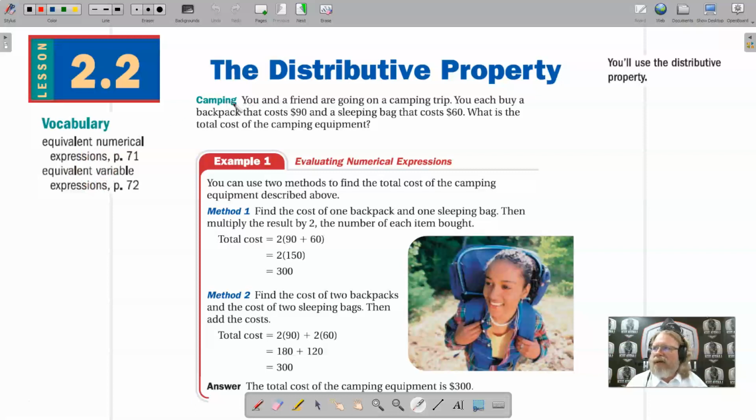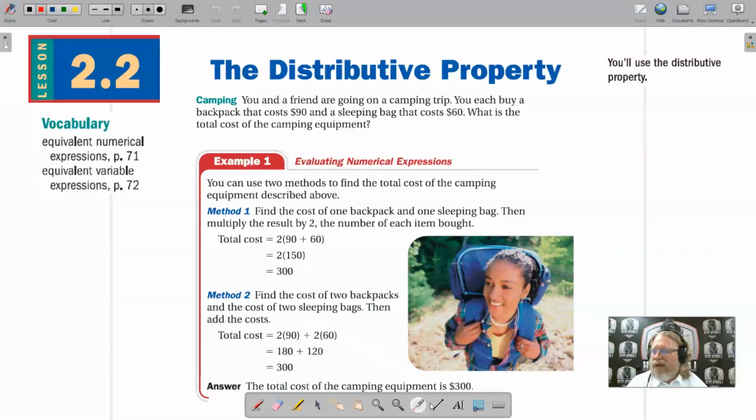So we have in here an example about camping. You and a friend are going on a camping trip. You each buy a backpack that costs $90 and a sleeping bag that costs $60. What is the total cost of the camping equipment?